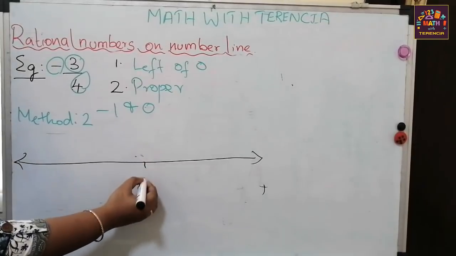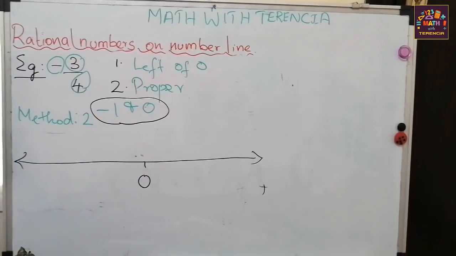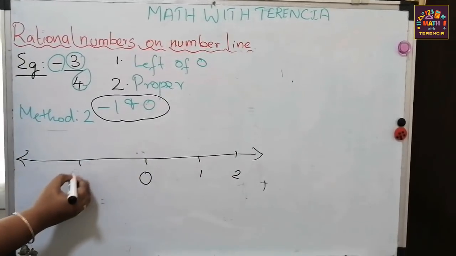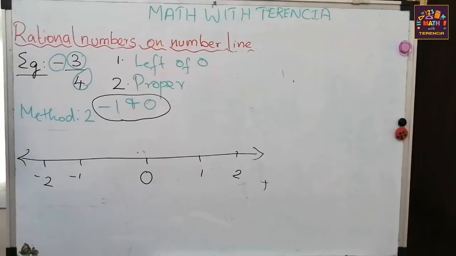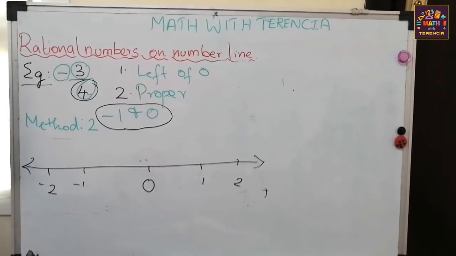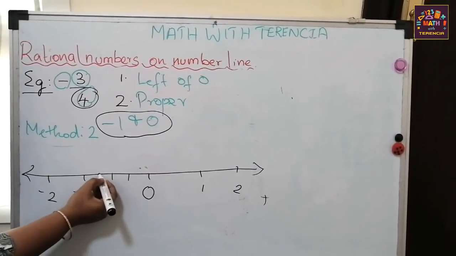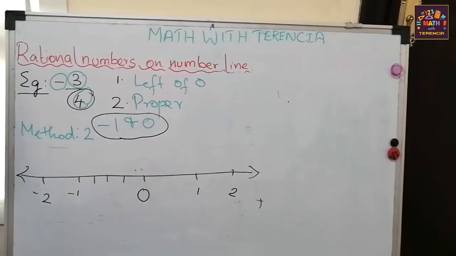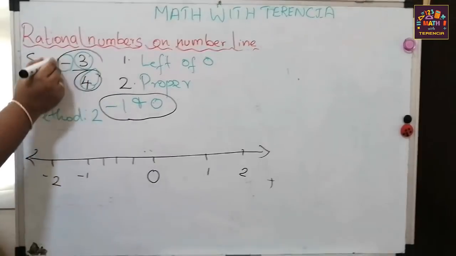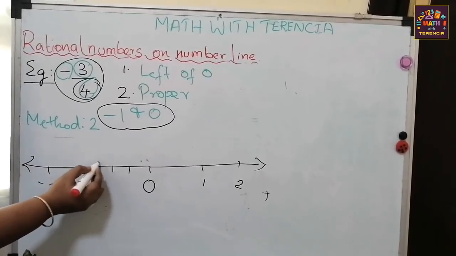Method 2, here we have 0. We got that the number will lie between minus 1 and 0. So here I have 1, 2, and here I have minus 1, minus 2. Now how many parts do I have? 4 parts. The denominator is 4. This part will be equally divided. So I take 1, 2, 3, 4 parts. In the 4 parts, the third part is minus 3 by 4. So you count this is 1, this is 2, this is 3.